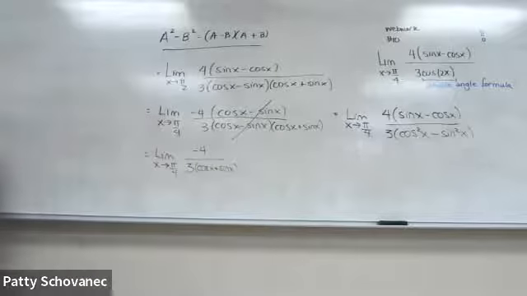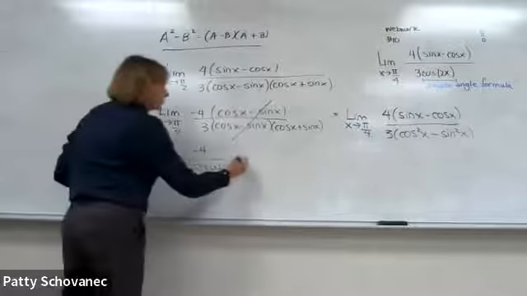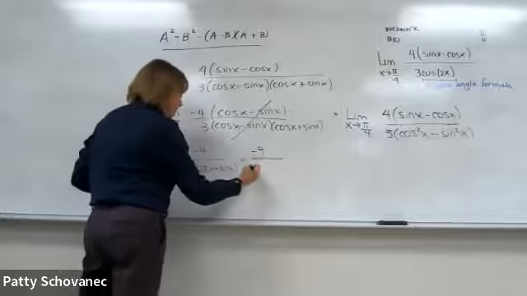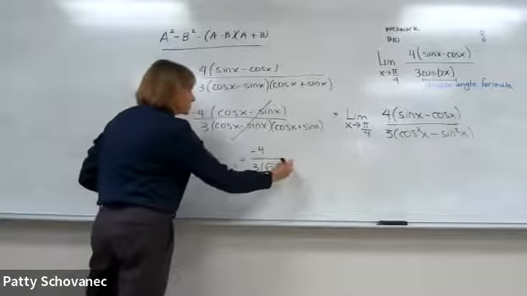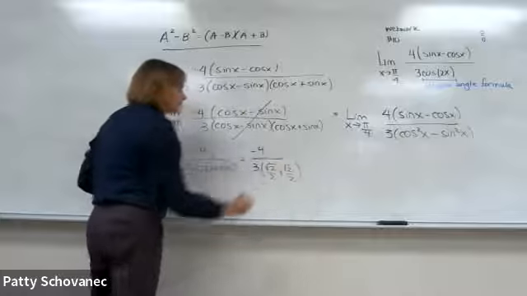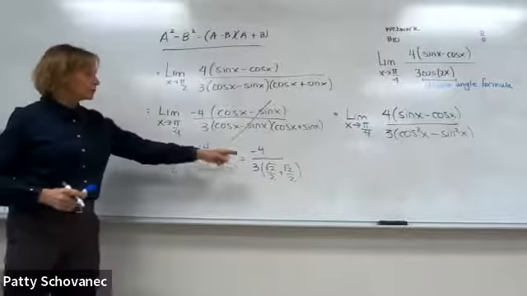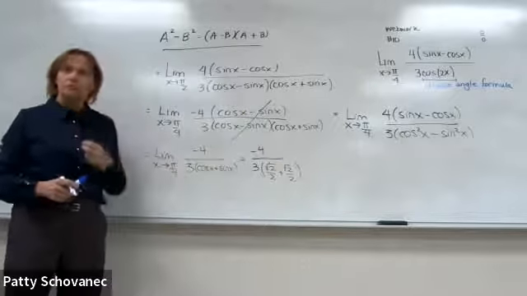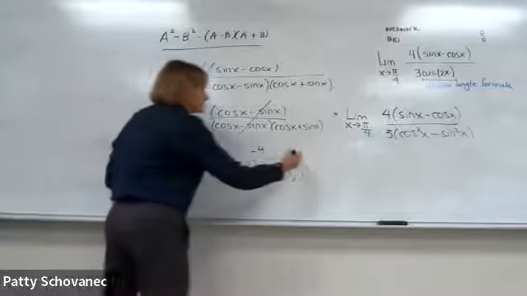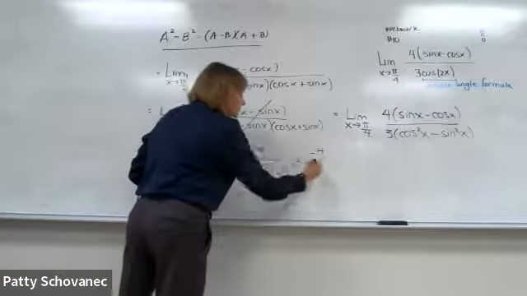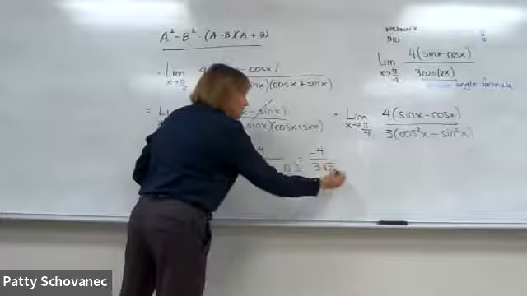So I can take the limit of that by plugging those numbers in. And remember, sine and cosine at pi over 4 are square root of 2 over 2. So we have -4 divided by 3 times the square root of 2 over 2 plus the square root of 2 over 2. Square root of 2 over 2 plus square root of 2 over 2 gives you 2 square root of 2 over 2. The 2's cancel, and it leaves you with square root of 2. And that's our limit.